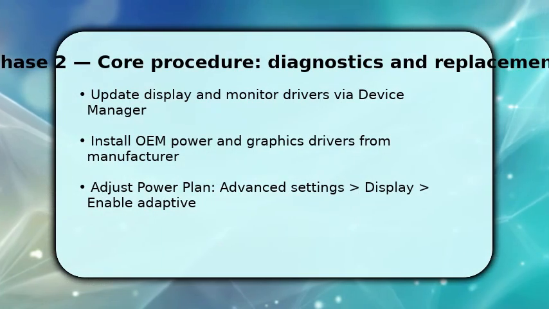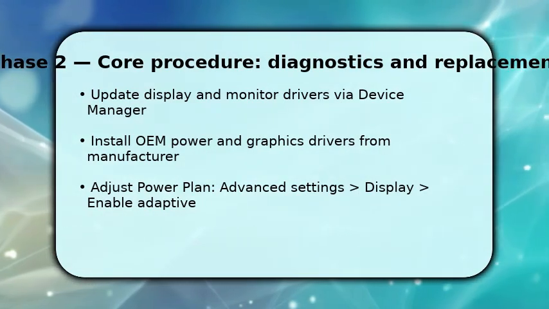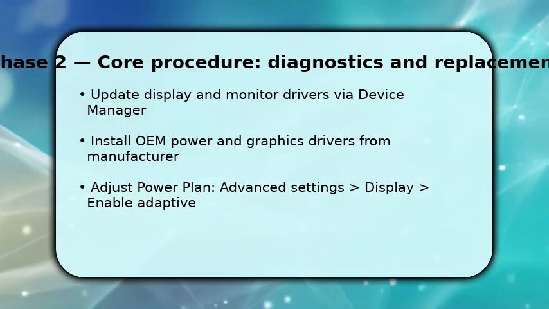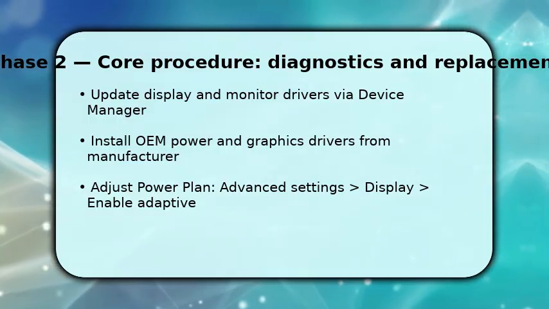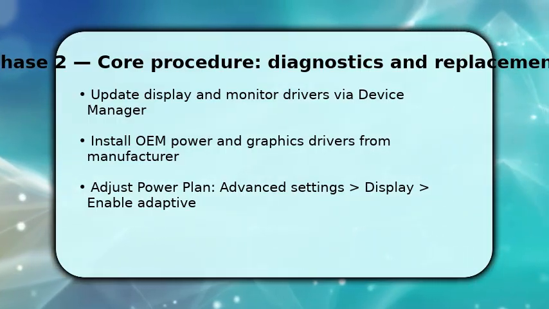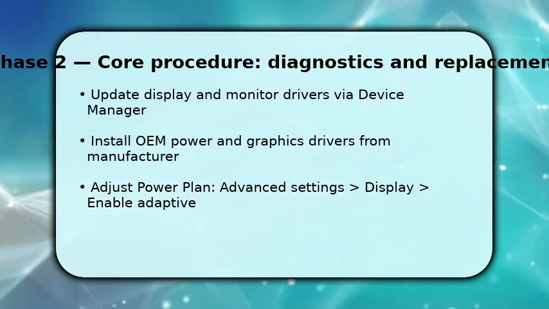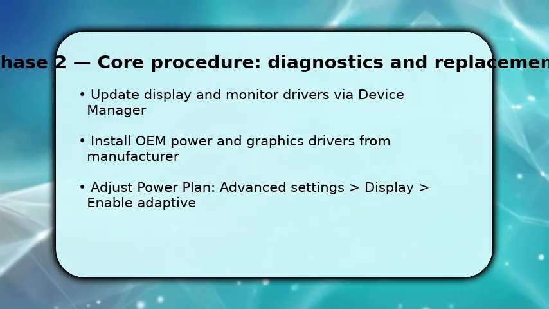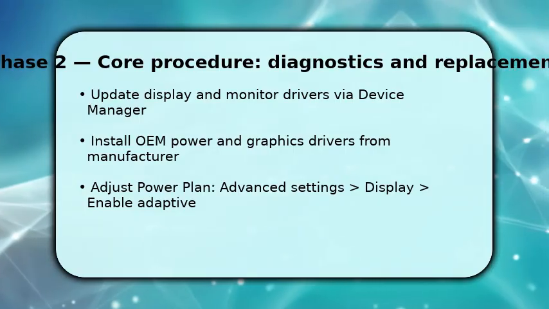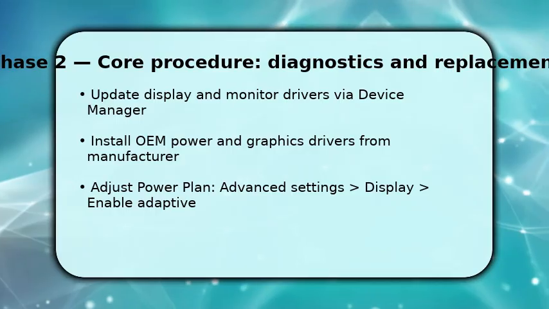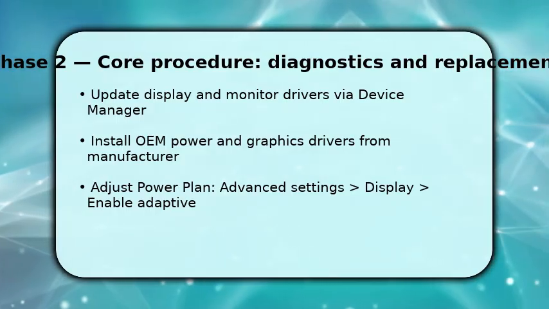You update the display adapter and monitor drivers in Device Manager. Right-click, choose Update Driver, and use Search automatically. Then install the laptop maker's power management and graphics drivers from their support page. Make sure versions match your model. Once installed, open Power Options, edit the active plan, and set display adaptive brightness and brightness level.